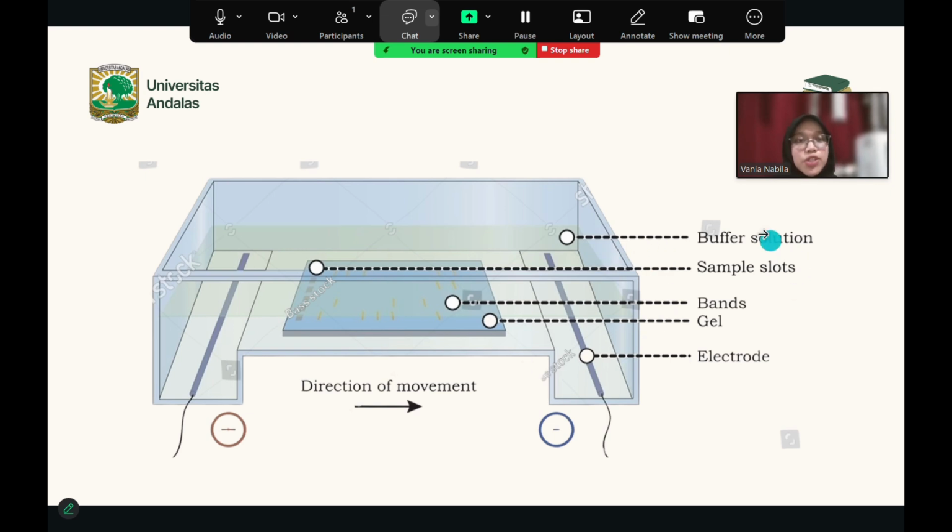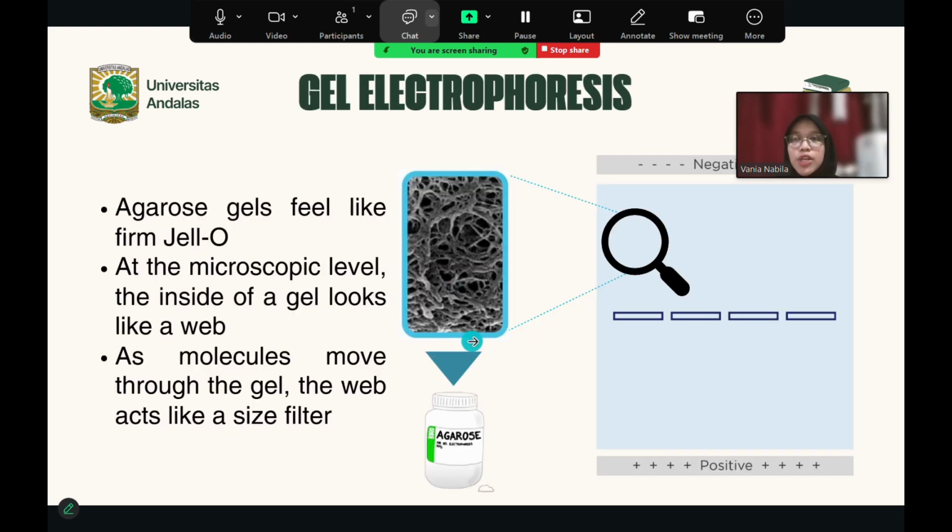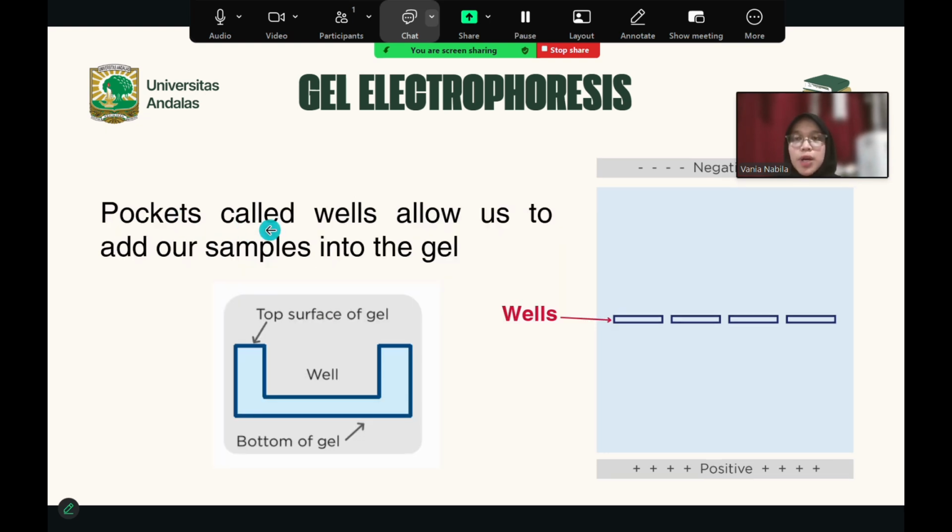The apparatus of this tool consists of buffer solution, sample slots, bands, gel, and also the electrodes. We can use agarose, which looks like a web, and the web acts like a size filter. There are pockets called wells that allow us to add our samples into the gel.